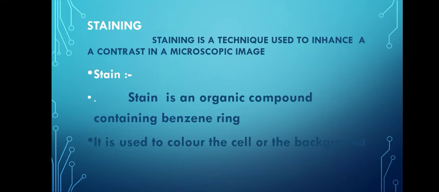Staining. Staining is a technique used to enhance the contrast in microscopic images. Due to this staining technique, we can observe the bacteria or cells clearly. We can observe their size, shape, color, and morphological arrangements. Stain. Stain is an organic compound containing the benzene ring. It is used to color the cells or the background.